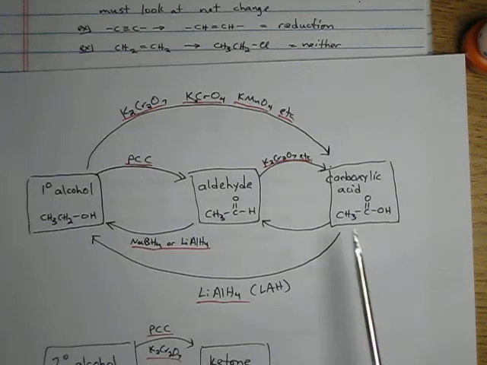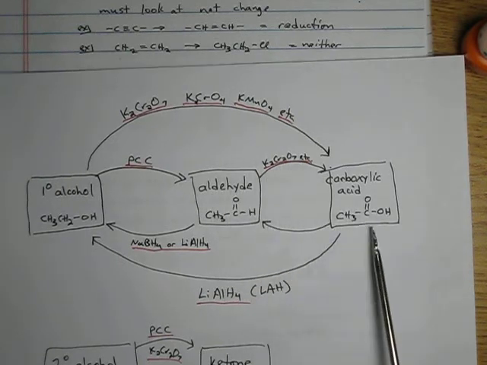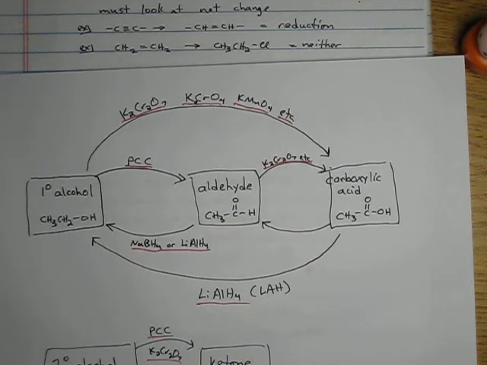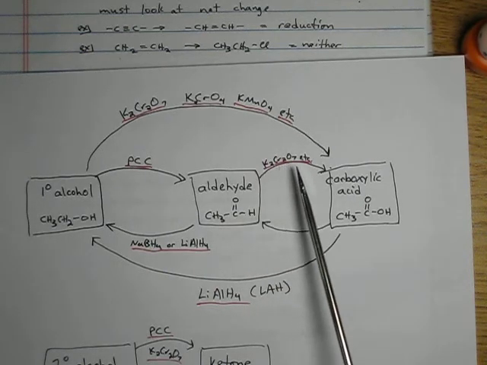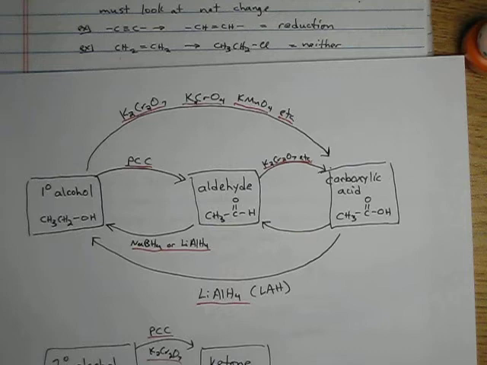All right, so you have your aldehyde. Well, if you have your aldehyde, you want to oxidize it to a carboxylic acid. No problem, just add one of these strong oxidizing agents. Potassium dichromate, etc., any of these guys will take that aldehyde and oxidize it to the carboxylic acid.